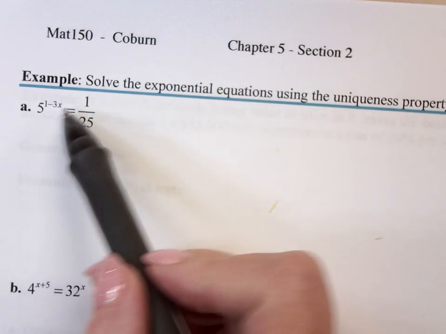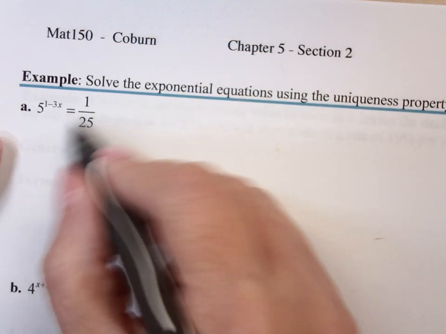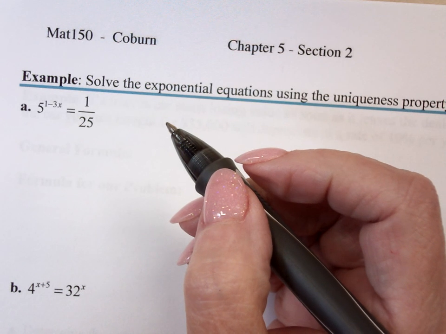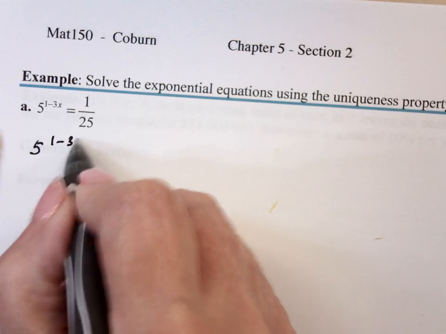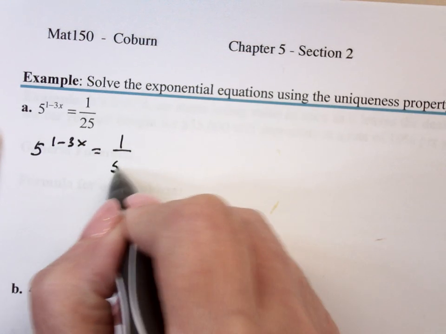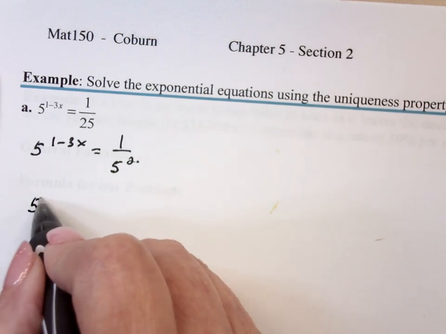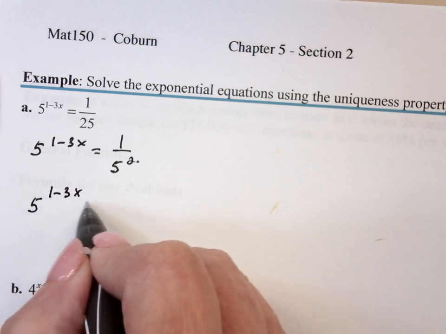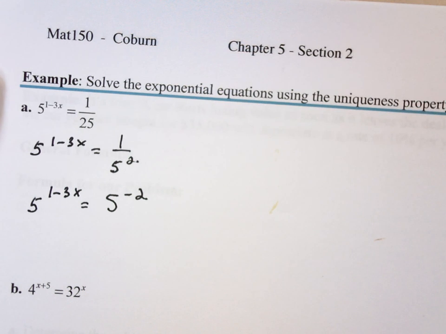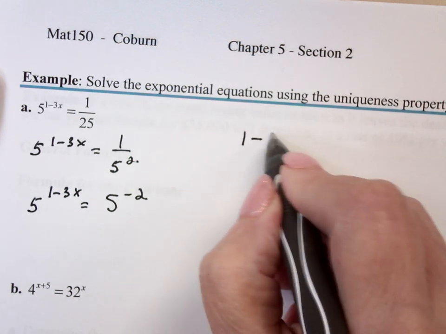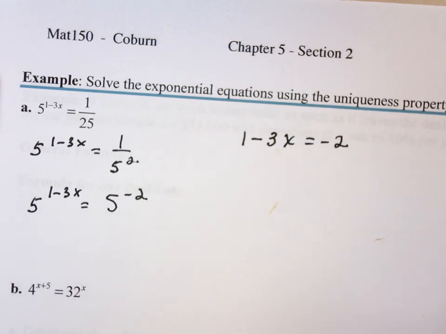Okay, so 5 to the 1 minus 3x is 1 over 25. Then if you think about it, 25 is a power of 5, right? So this is the same as saying 5 to the 1 minus 3x is 1 over 5 squared. This is going to say that 5 to the 1 minus 3x is equal to 5 to the minus 2. Now the bases are the same, so the exponents must be equal. 1 minus 3x equals minus 2, and now you can solve for x.